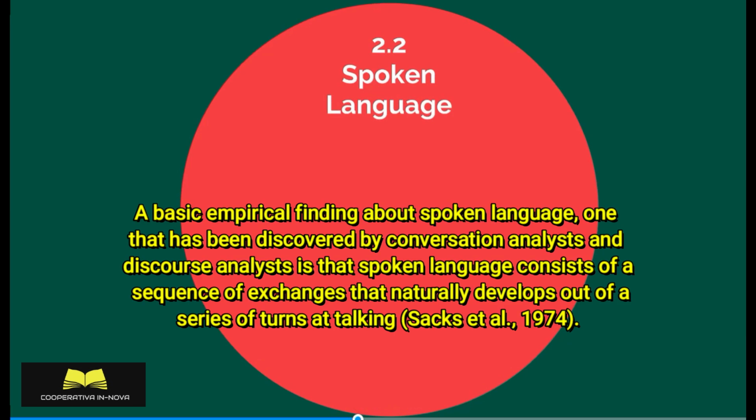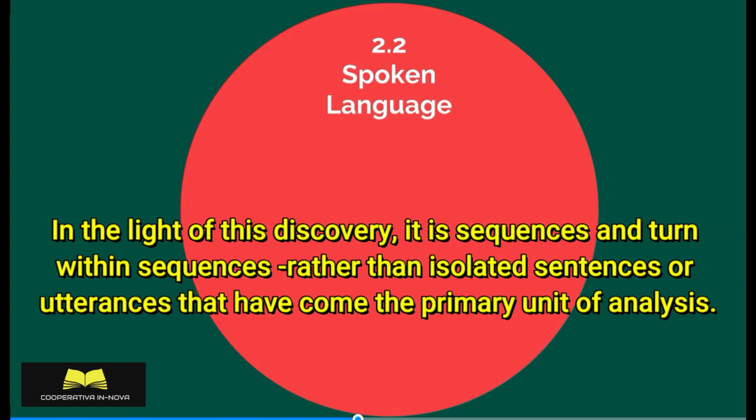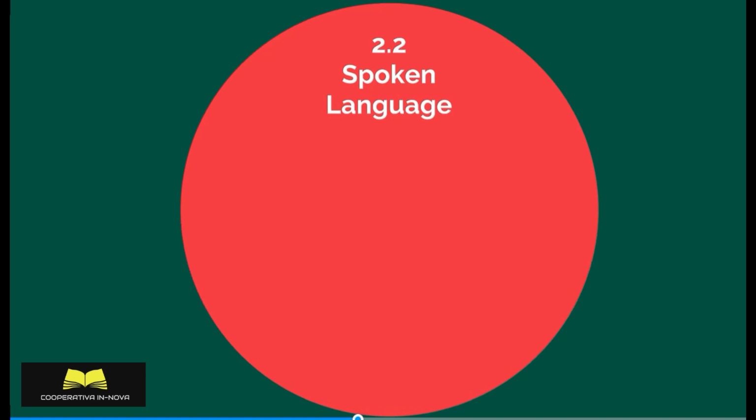A basic empirical finding about spoken language, one that has been discovered by conversation analysts and discourse analysts, is that spoken language consists of a sequence of exchanges that naturally develops out of a series of turns at talking. Sachs et al., 1974. In the light of this discovery, it is sequences and turn within sequences rather than isolated sentences or utterances that have become the primary unit of analysis.